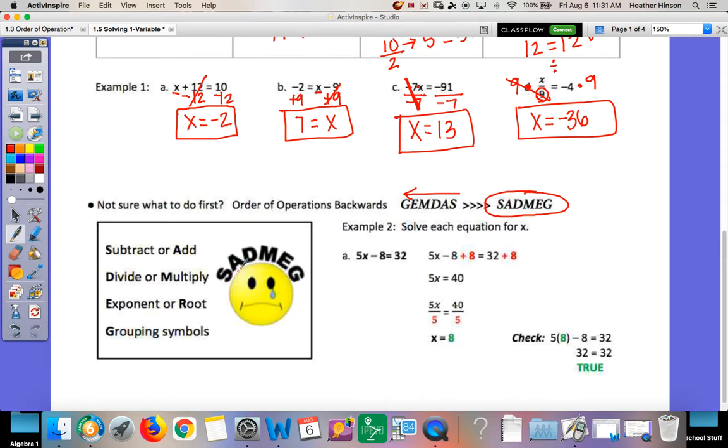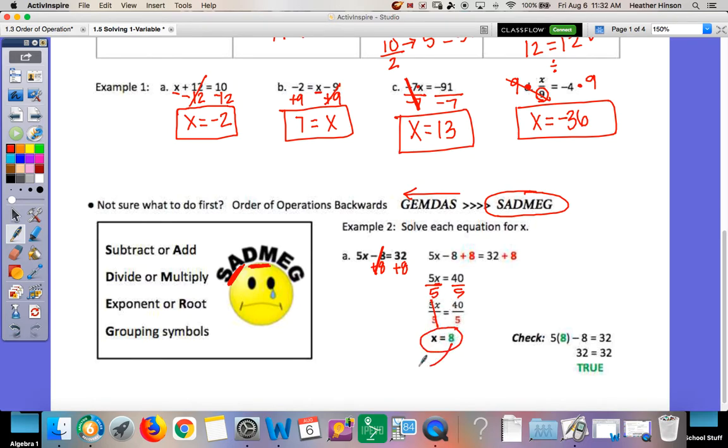So do you have subtraction or addition? Like here, 5x minus 8 equals 32. We have subtraction. The opposite of subtraction is to add it, which is what I showed you over here. That'll go away, give us 5x equals 40. Then with our x, do we have any multiplication or division? Yes, this is 5 times x. So to get rid of that, I'm going to divide, which is shown right here. That'll cancel. 40 divided by 5 is 8.